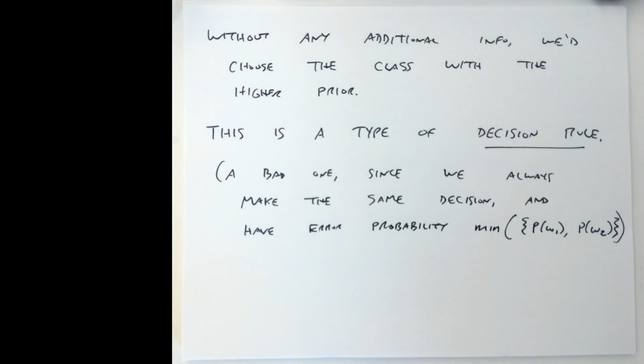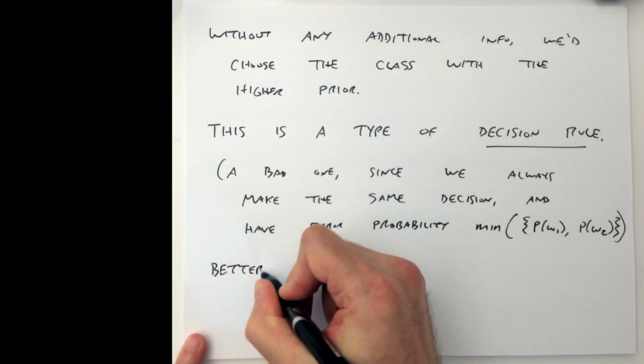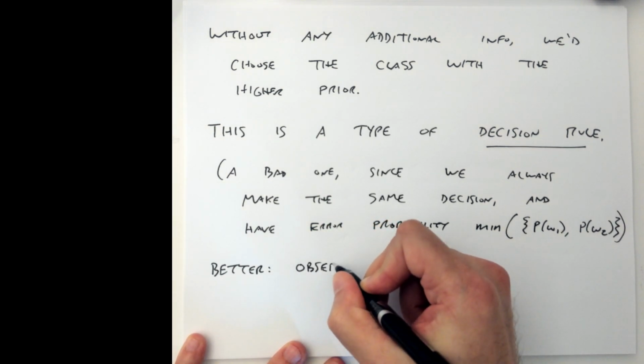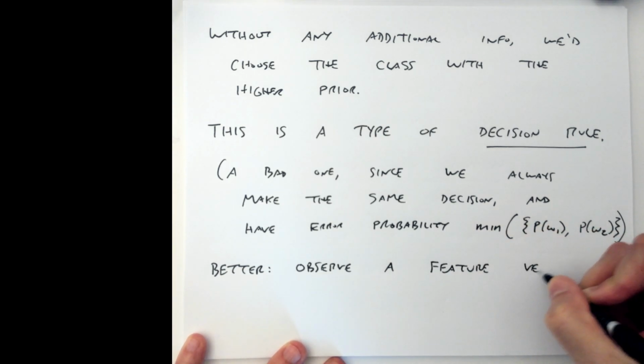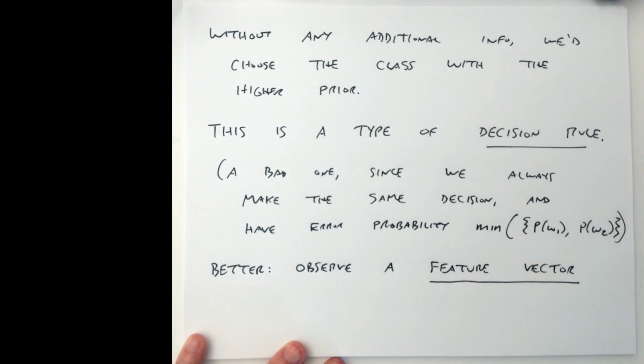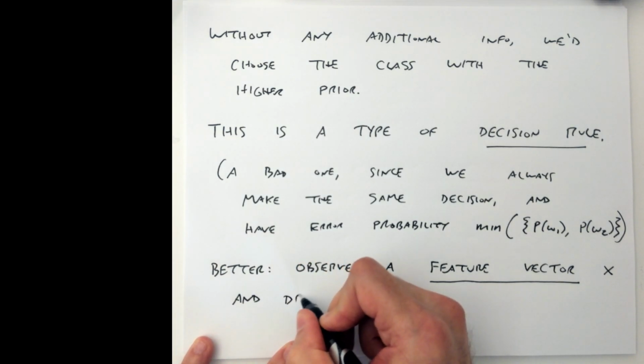Okay, so obviously in the real world, we want to make our decisions based on data, right? And that's what this course is about, learning from data. So the natural thing to do is to take some measurements of the thing that we see coming down the belt. That's called a feature vector. So a better thing to do would be to observe a feature vector, called x, and decide based on that.